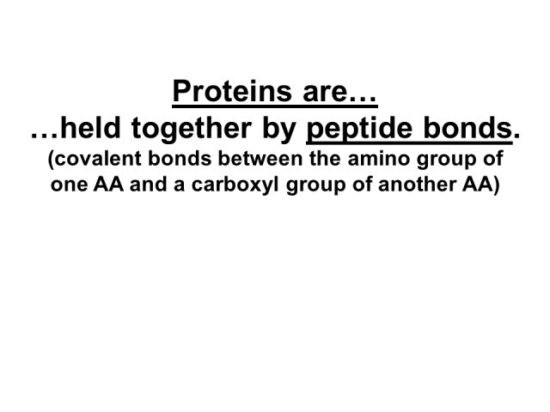A peptide bond is the covalent bond specifically between the amino group and a carboxyl group. So one amino group, through a dehydration synthesis reaction, forms a peptide bond, a covalent bond, by interacting with a carboxyl group of another amino acid.